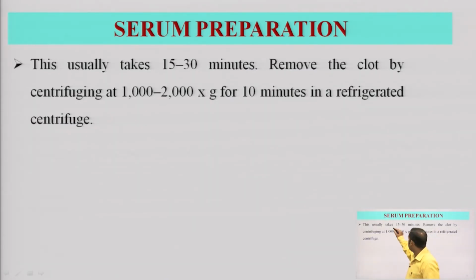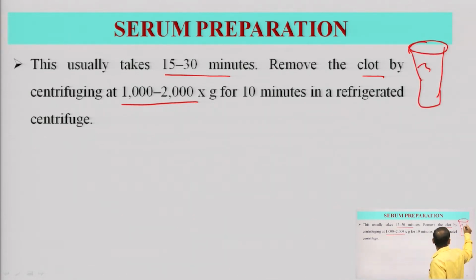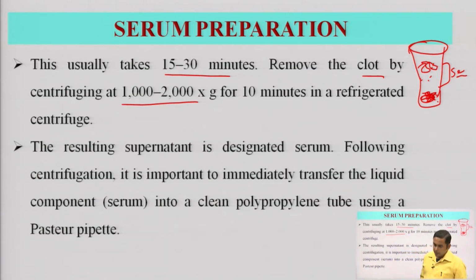Here I have mentioned that usually 15 to 30 minutes you may allow for the clotting, and you may remove the clot by centrifugation, that is 1000 to 2000 x g for 10 minutes, in a refrigerated centrifuge. Then what will happen? It will be completely separated in your tube. At the top, because serum is slightly lighter compared to the clotting factors, the clotting factors will settle at the bottom, and at the top you will get your serum. So, the resulting supernatant is designated as the serum.